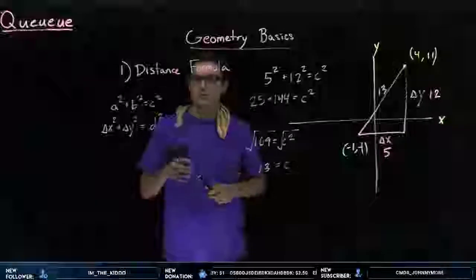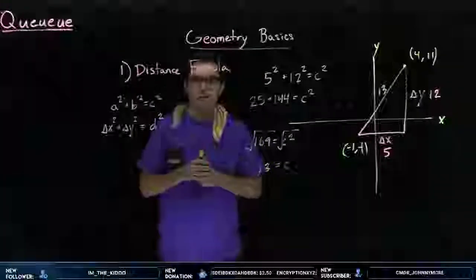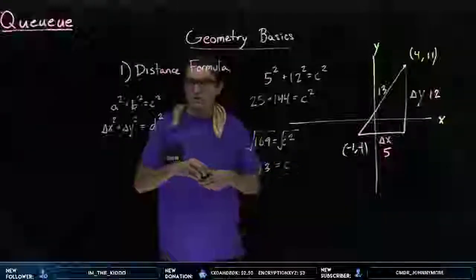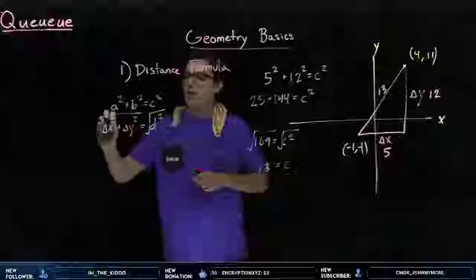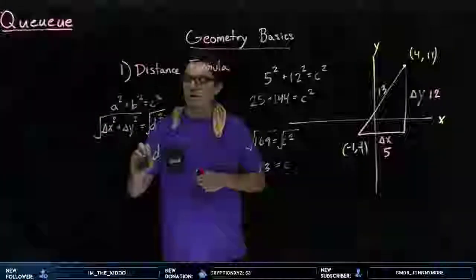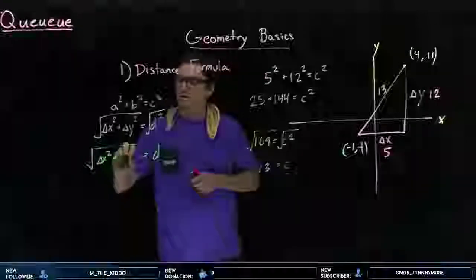Well, taking a look at this, to solve this thing for d, we have to take the square root of both sides. Because right now we have d squared. To get it back to just normal d, take the square root of both sides. So I'm going to do that. And I'm going to get that d is equal to the square root of delta x squared plus delta y squared.